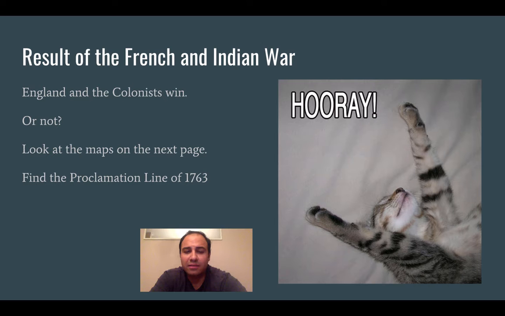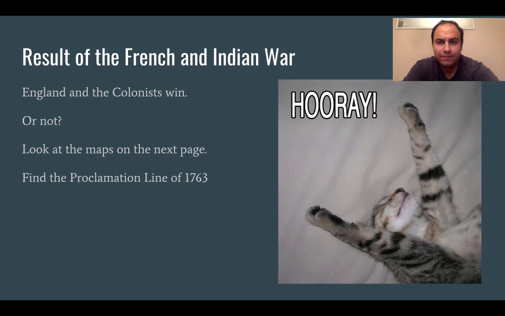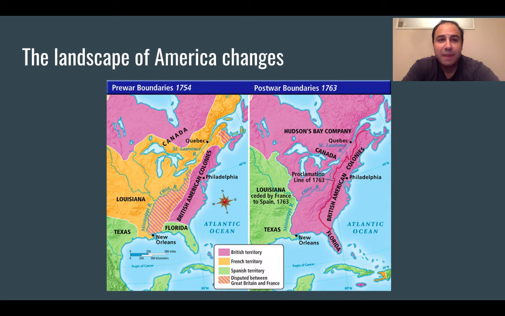I want you to find the proclamation line of 1763. This map showcases how the boundaries changed for the British colonies. On the left-hand side, you have the pre-war boundary of 1754, showcasing the British American colonies and the French territory in the orangish color. With the colonists and English winning the French and Indian War, you can see now that the British colonies extend all the way to the Mississippi River and as far north as Canada.